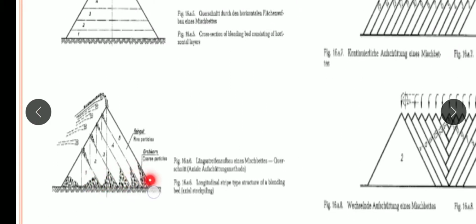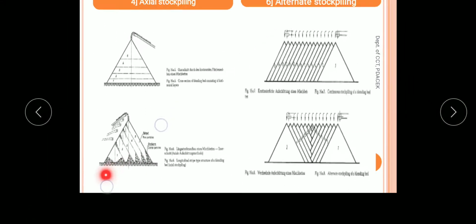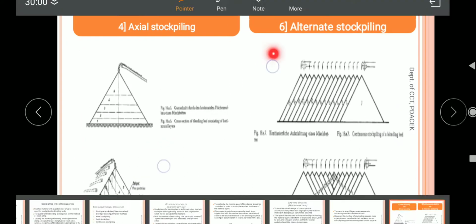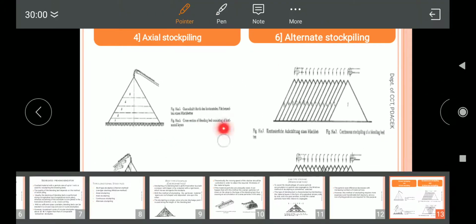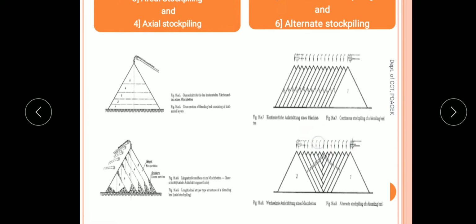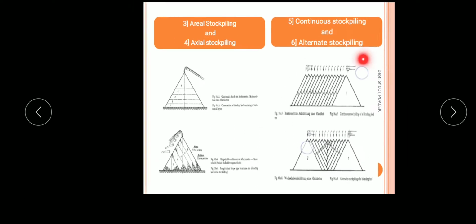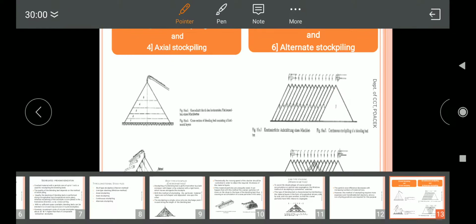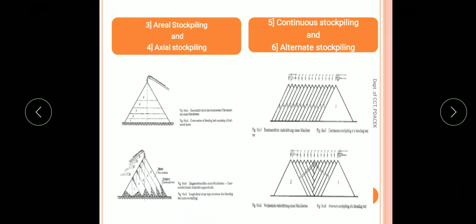This problem persists in this type of stockpiling, and these are not very much used. These four types are not very much in practice, so they are rarely used. Then you have the fifth type of stockpiling, that is continuous stockpiling. You can see 1, 2, 3, they are all laid one by one. And you have another one, alternate stockpiling. Here they are laid in this fashion, you can see in the figure.